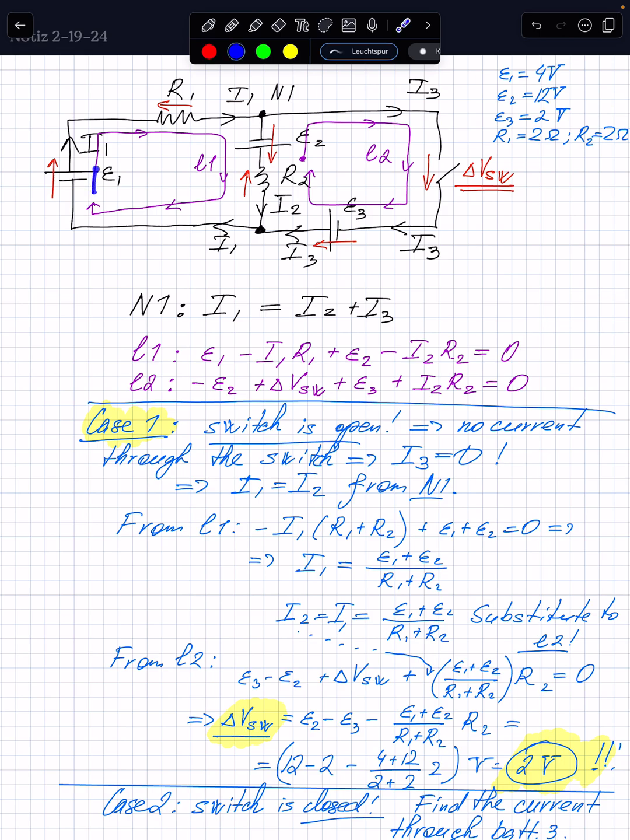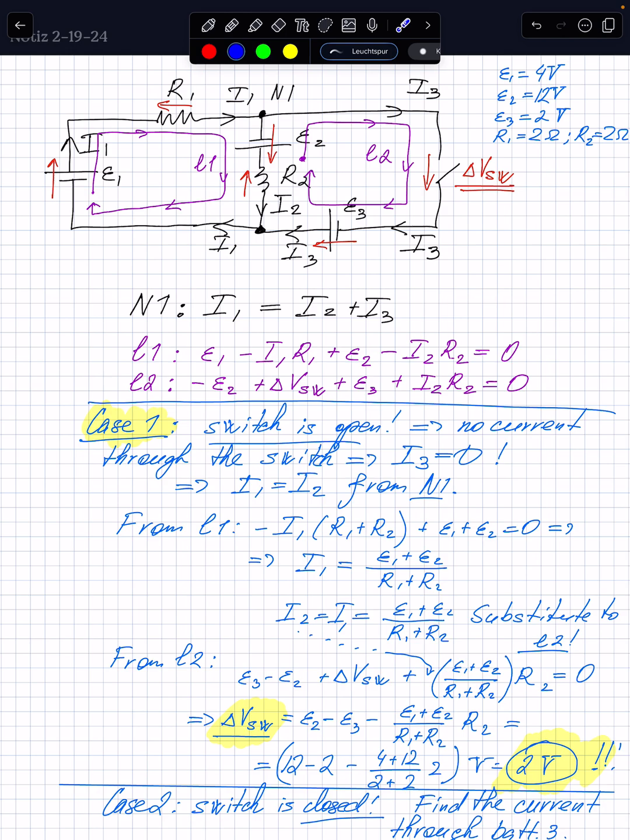Okay, so the loops here: I will consider two loops, the small loop L1 with this direction, and L2 with this direction. I will write the corresponding equations for the potential differences across each loop. So here I got the equations for L1 and L2. Please pause the video and cross-check me.